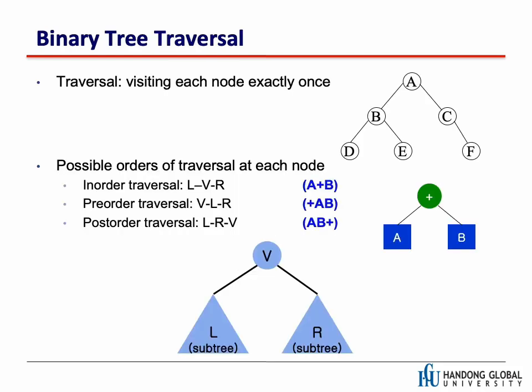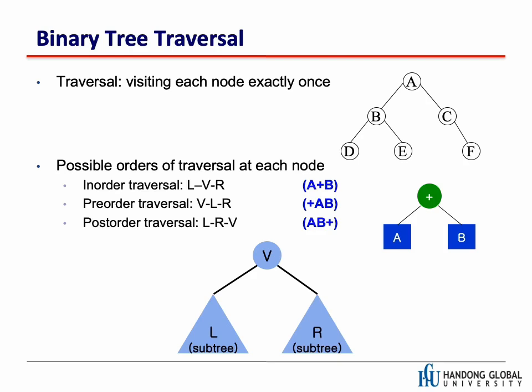Now let's talk about a couple of operations of binary trees. The first one is traversal. Traversal is visiting each node exactly once, and this operation is closely related to expressions. Do you remember we talked about infix, postfix and prefix notations? Likewise, we will do the same thing here. We have three possible orders of traversal at each node: the first is in-order traversal, the second is pre-order, and the third is post-order. It's exactly the same as infix, prefix and postfix notations.